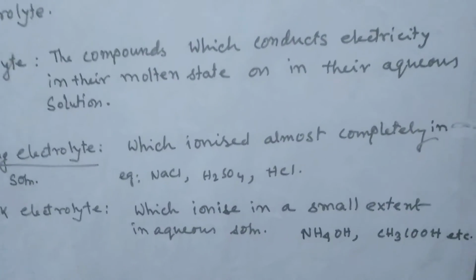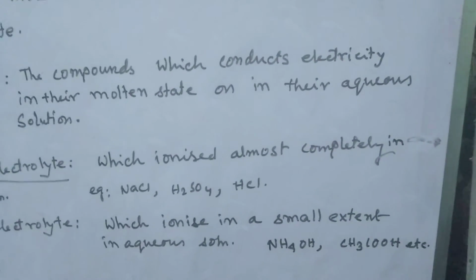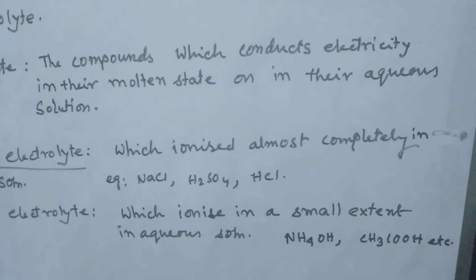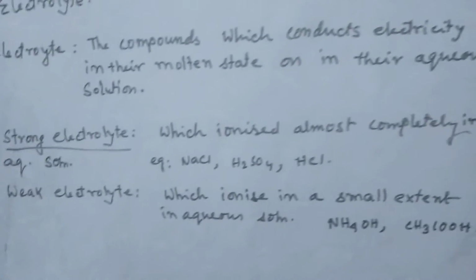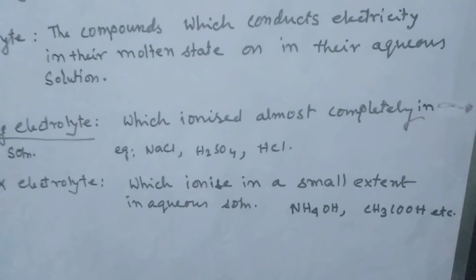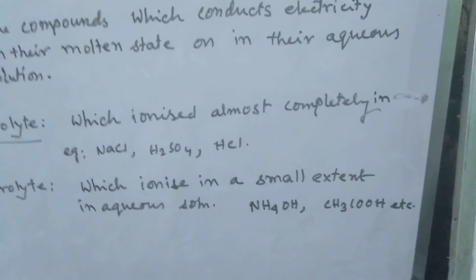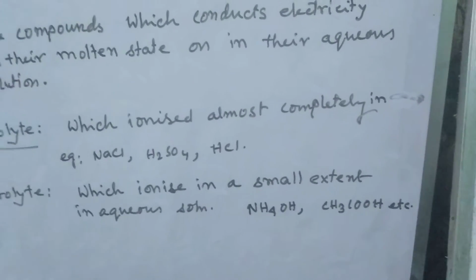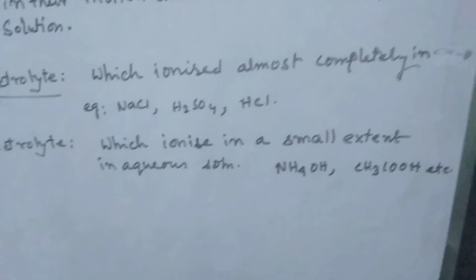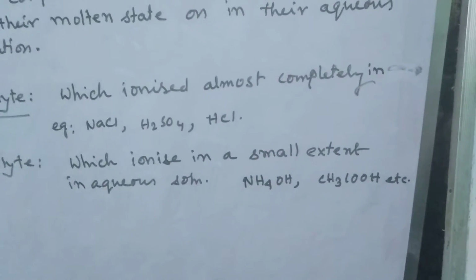Strong electrolytes are those which ionize almost completely in the aqueous solution, that is NaCl, H2SO4, HCl. Whatever amount is given is almost completely ionized in the aqueous solution. And weak electrolytes ionize only to a small extent in aqueous solution, for example ammonium hydroxide and acetic acid. Of the amount given in the solution, only a small extent is ionized into the respective ions.